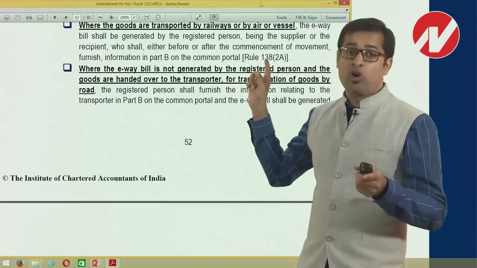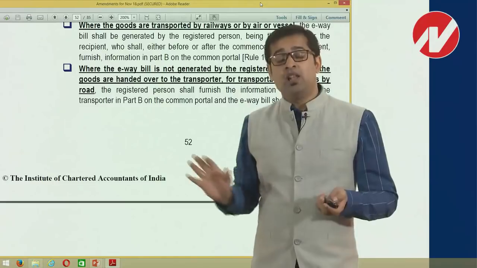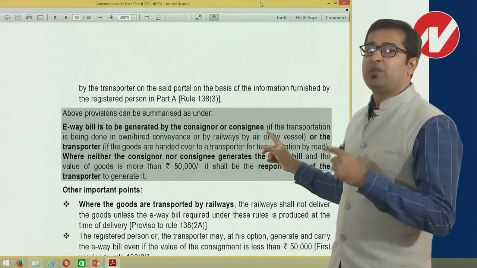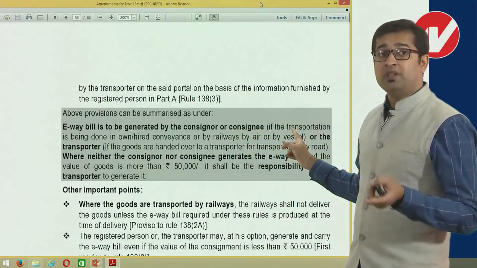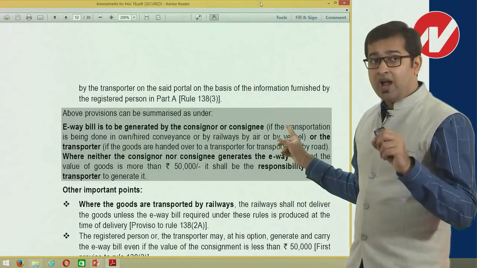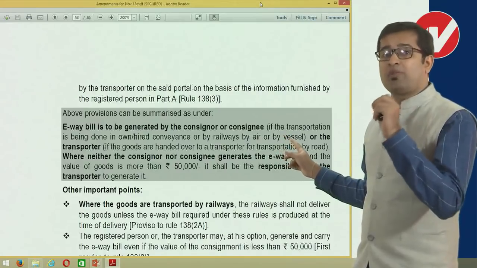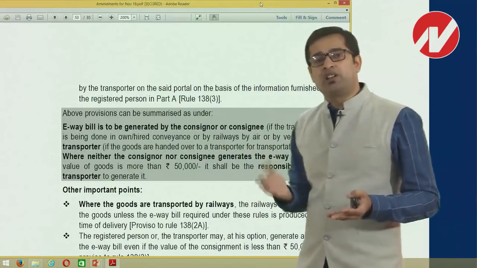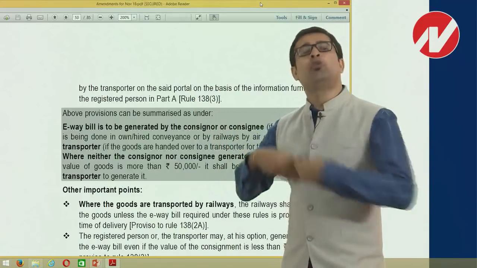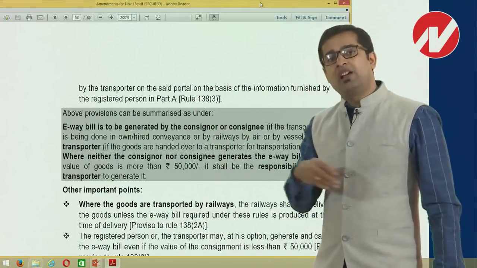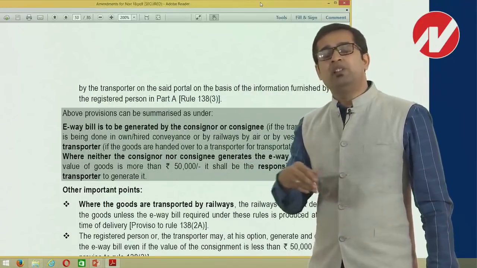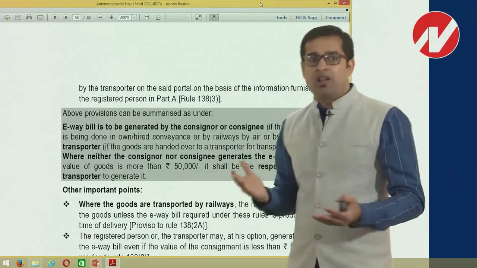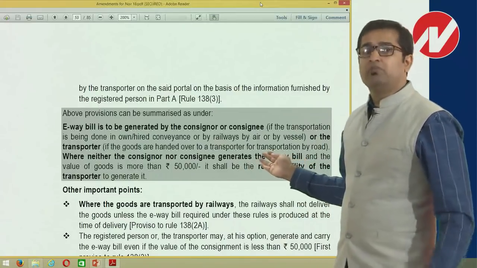But the registered person will have to do this; the transporter is not in a capacity to do it. So these are the different points that we need to keep in mind. It is nothing but a summary of the same. It says the e-way bill is to be generated by the consigner or consignee if the transportation is being done in his own vehicle or a hired conveyance or by railways or by air or by vessel. Or by the transporter if goods are handed over to the transporter for transportation by road, which is logical. If you hand over to the transporter and he does it, then he will file the e-way bill. And if you do it yourself in your own vehicle, or through public conveyances, or on a hired vehicle, or by vessel, by air or by rail, then in that case you will have to do it. So that is one of the points which we need to keep in mind.